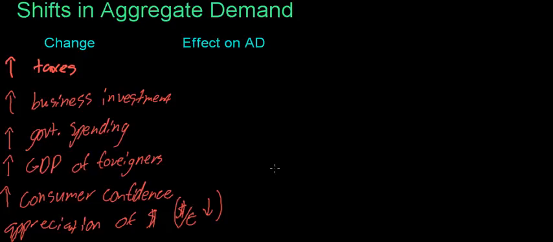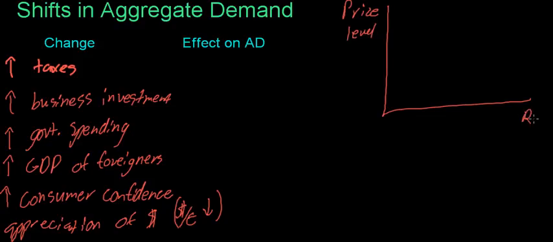So the purpose of this video is going to be to talk about all of the things that will shift aggregate demand. To start off, I'm just going to really quickly draw an aggregate supply and demand diagram. So we have the price level over here, and then we have real GDP over here, and this will hopefully be review from the last video.